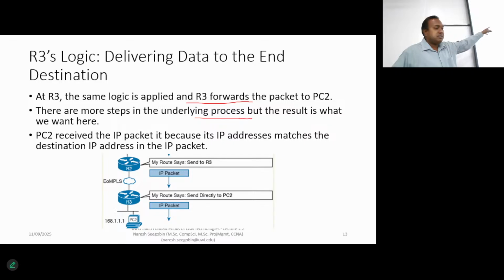Right, so that's the underlying process that we're talking about. Then PC2 receives the packet because its IP address matches the destination IP address in the packet. It matches me because of that. Not just the MAC address it matches, but the packet is addressed to me. Then I will be able to process it, and I'll do whatever I want to do with the data.